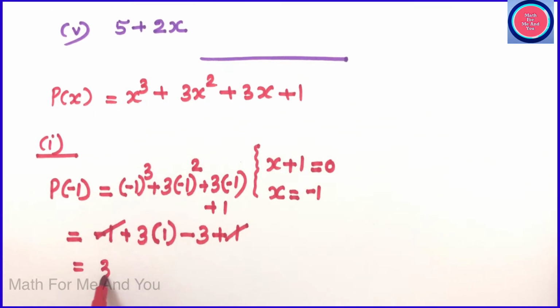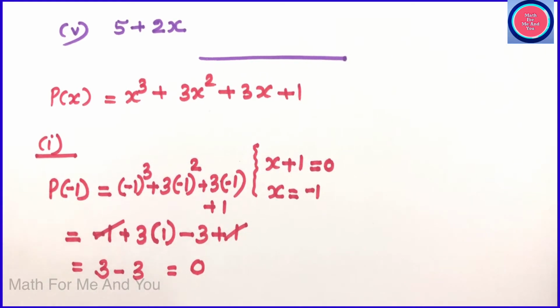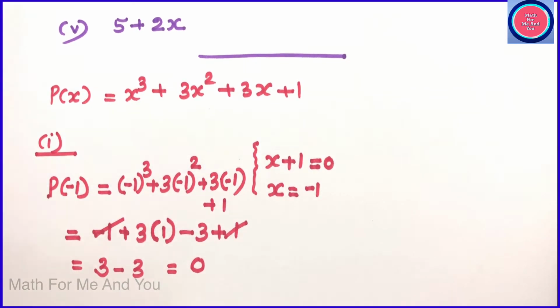3 times 1, that is 3. Then minus 3. That also gets cancelled. So we get the result 0. What is the value we get for p of minus 1? That is the remainder we get when we divide by x plus 1.